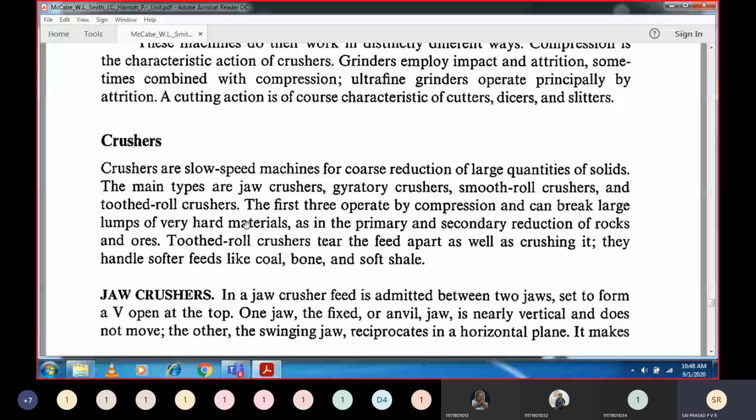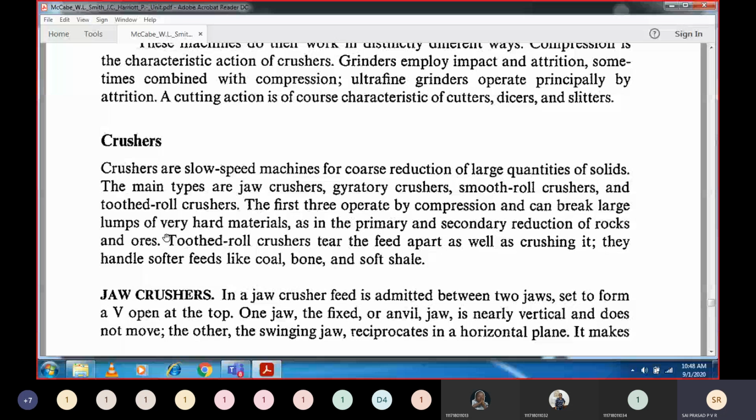As I said, basically the primary crushers are used for ore materials. Lumps of different sizes will be added to them, but they will be crushed satisfactorily in these machines. Then toothed roll crushers tear the feed apart as well as crush it. They handle softer feeds like coal, bone, and soft shell. Soft shell is used for supplementing calcium in tablets, and bone is for bone char, which is also sometimes used in purifying sugars, etc.